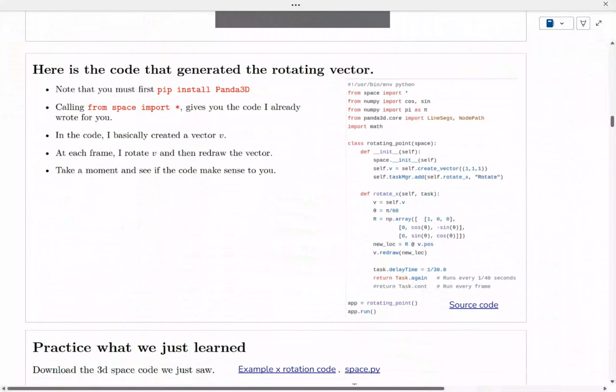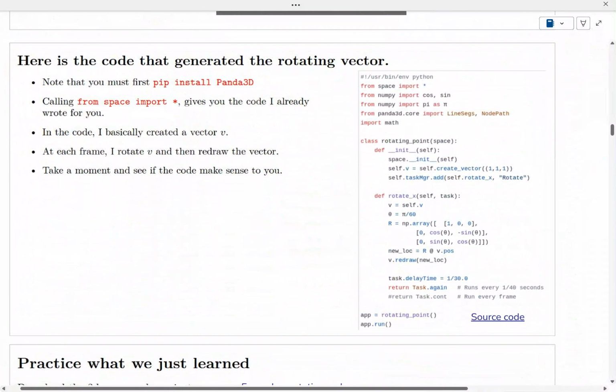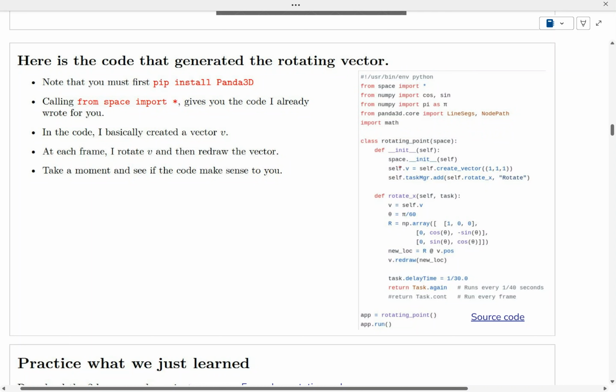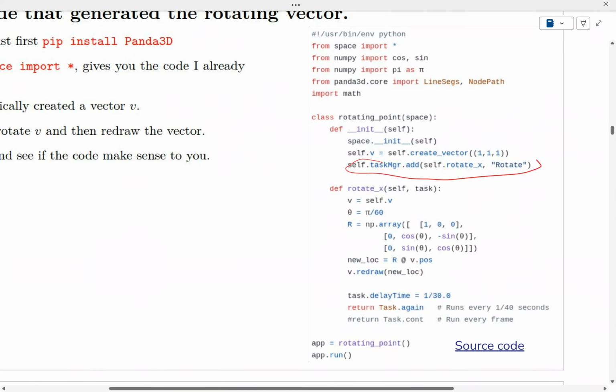Now I think it's better if you can visually play around with this rotation idea, so I wrote some code to help you visualize. In this code, you will need to import some libraries. The idea is that first we create a vector at the location (1, 1, 1), and then I add it into a task called rotate. Basically, the code is going to generate new frames for the video, and every single frame it is going to call this function rotate.